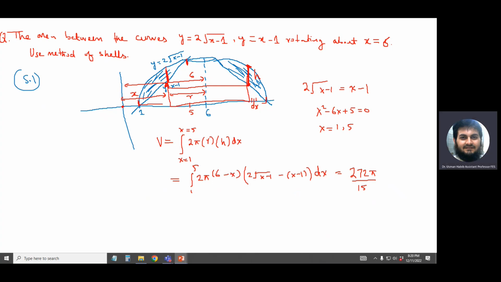So the main step is to set up the integral, and the rest is just using any technique. You have done lots of techniques in chapter 8. I have another tutorial on chapter 8 as well. Please have a look at it if you want to revise some of those techniques, but this should be it.